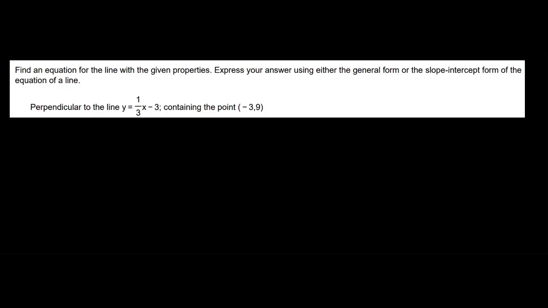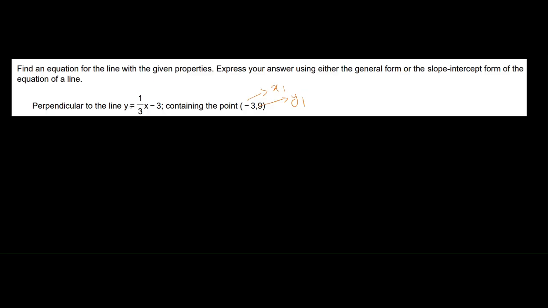In the next question, again, I'm looking for the equation of a line in the form of slope-intercept. I have a point, which is x1 and y1, and the line is perpendicular to the line y equals 1/3 of x minus 3. Because it's in slope-intercept form, you see the slope as the coefficient of x. So here, the slope equals 1/3.